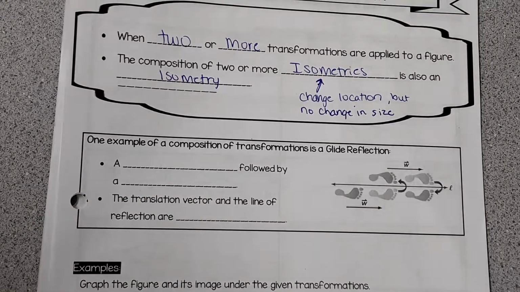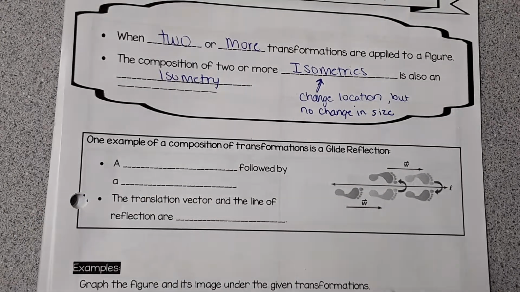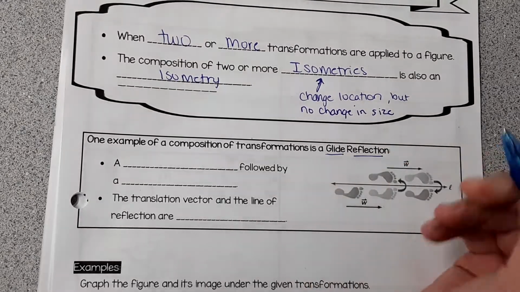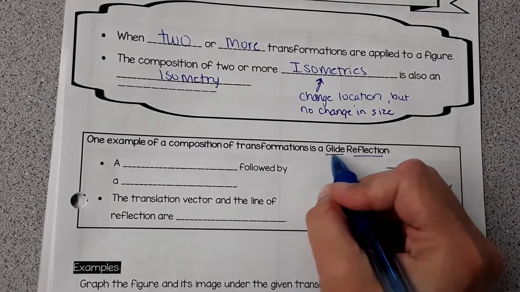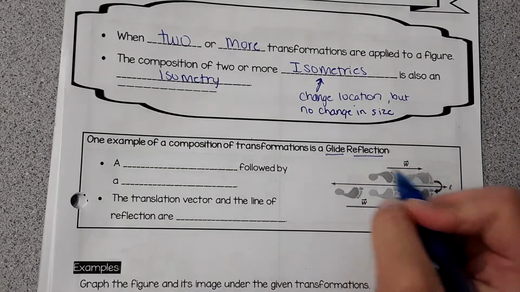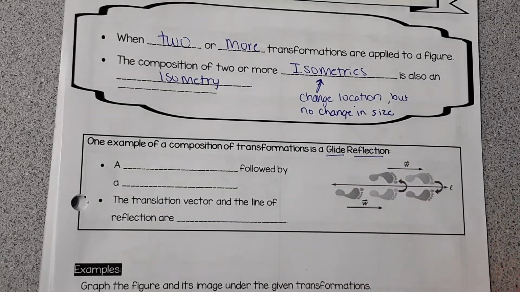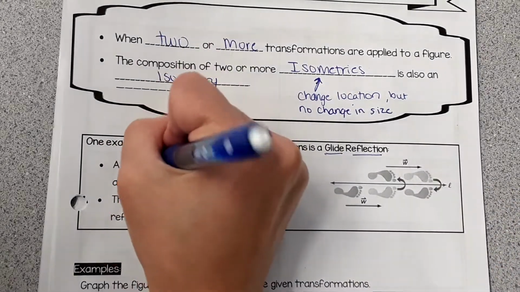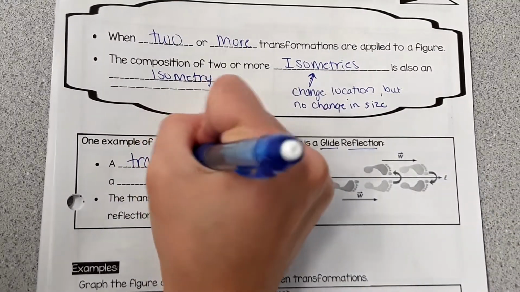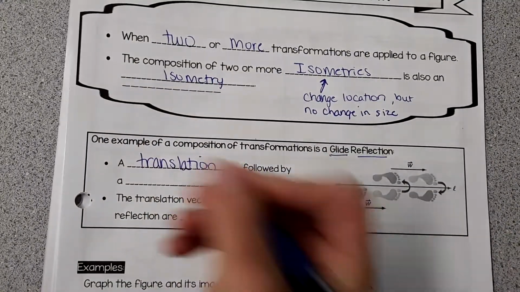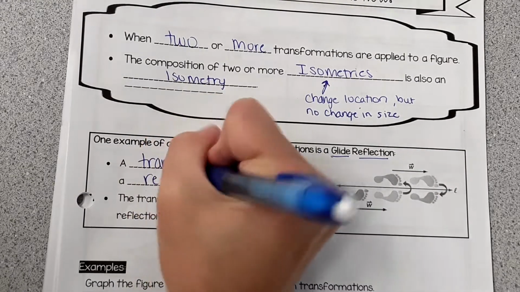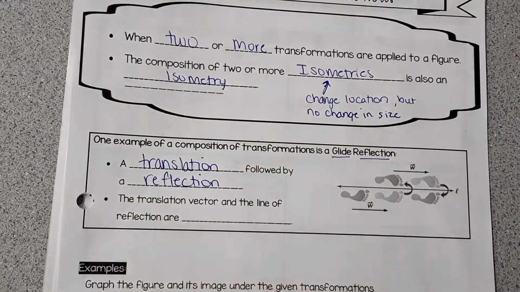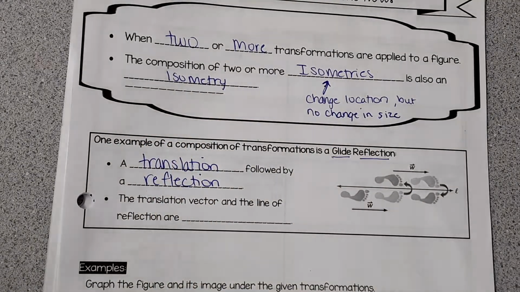Okay, one example of a composition of transformations is a glide reflection, and it's exactly what it sounds like. You glide the shape, or you like slide it and then reflect it. It is a translation, the slide part, followed by a reflection. The translation vector and the line of reflection are parallel.